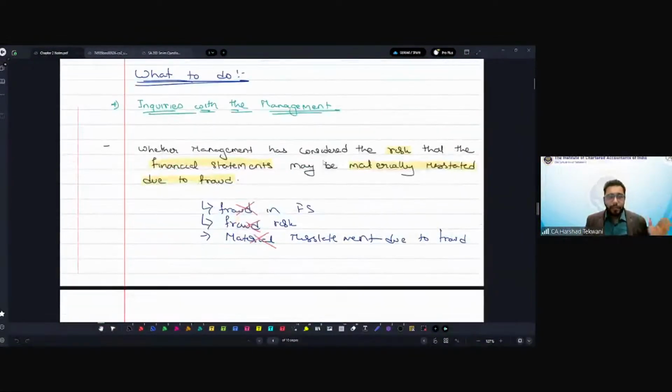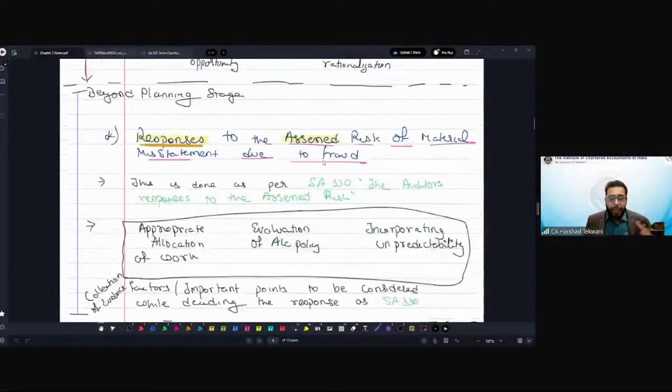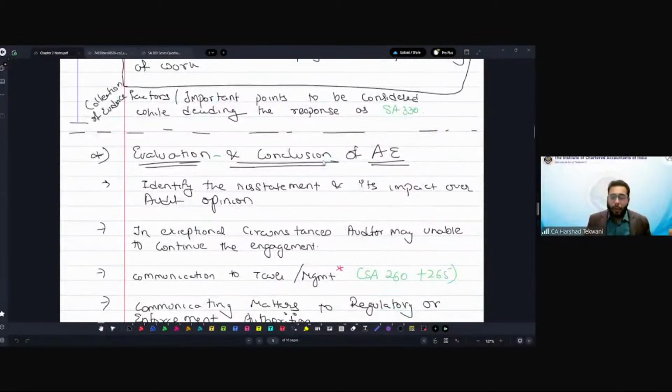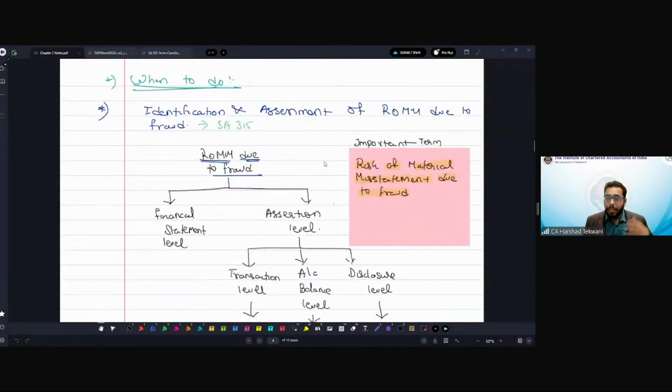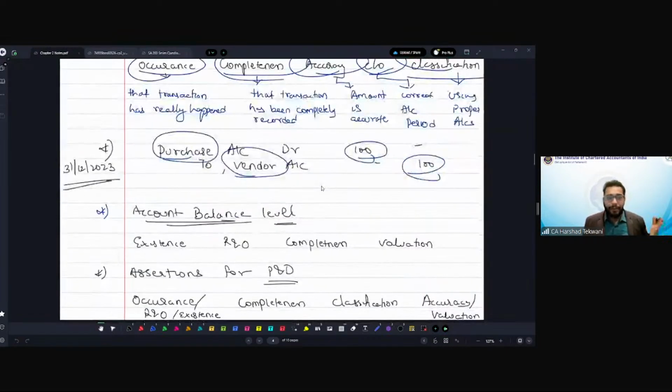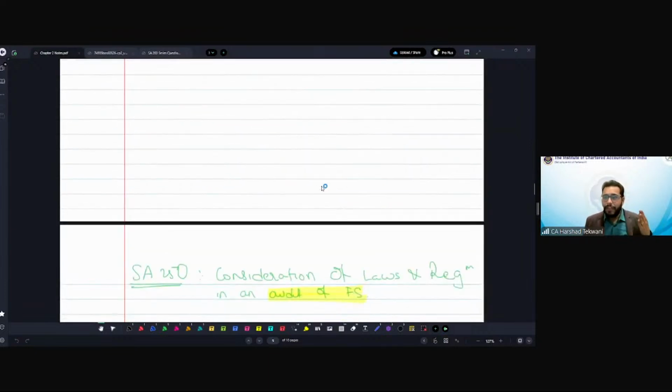Over there, we discussed what the auditor's responsibility is, what we are required to do, when we are required to do it, and what things are required to be included: presumed risk, risk with respect to management override of control, and presumed risk of fraud in revenue recognition. We understood when we are required to do this at the time of SA 315 and SA 330, and then testing of manual journal entries in SA 240.